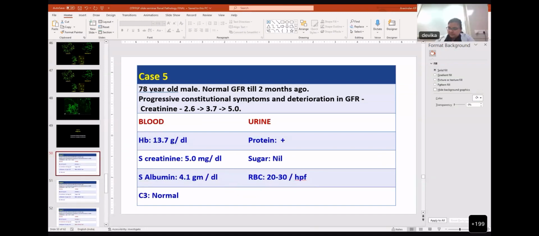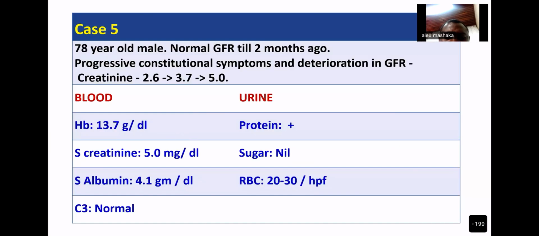Dr. Alex, would you want to discuss this? Yes, sir. Oh, yes. So this is a 78-year-old male. Okay. So the case is a 78-year-old male with normal glomerular filtration rate till 2 months ago.